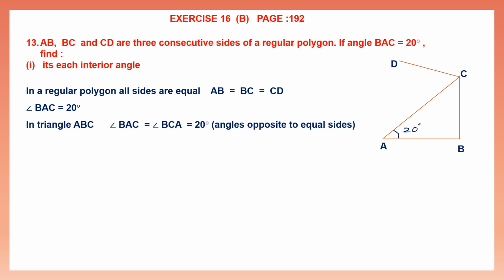Now we also know that angle BAC will be equal to BCA. Now this angle and this angle are equal. Now how do we know that? Angles opposite to equal sides. This is one side and this is one side, and these two are equal sides, and the angles opposite them will also be equal. So this is also 20 degrees.